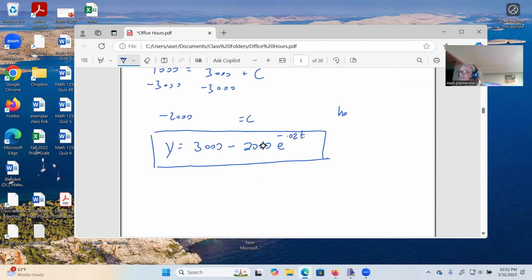Okay, how much salt is in the tank as t goes off to infinity? Okay, so as we think about t going off to infinity, we have e to the negative infinity. That's going to be 0. We're going to have a total amount of 3,000 pounds of salt in the tank.